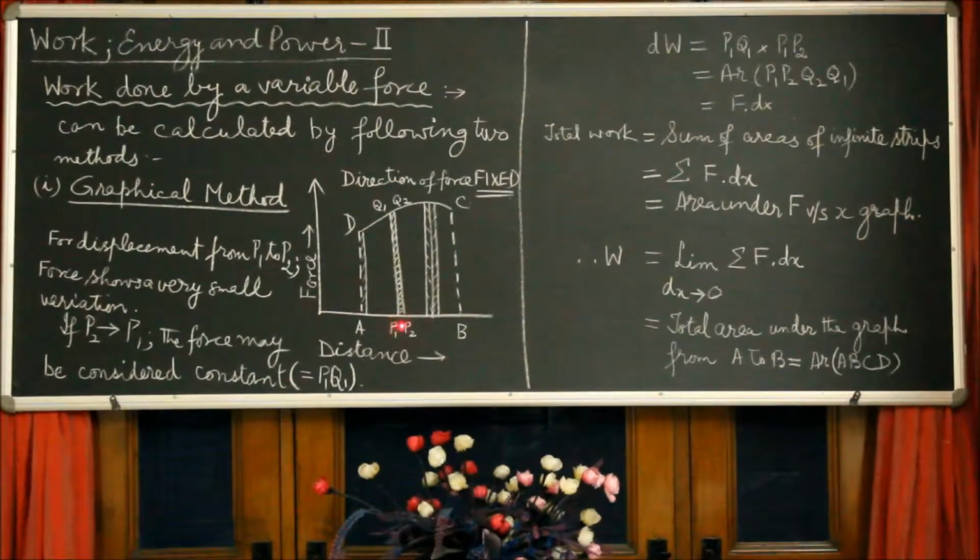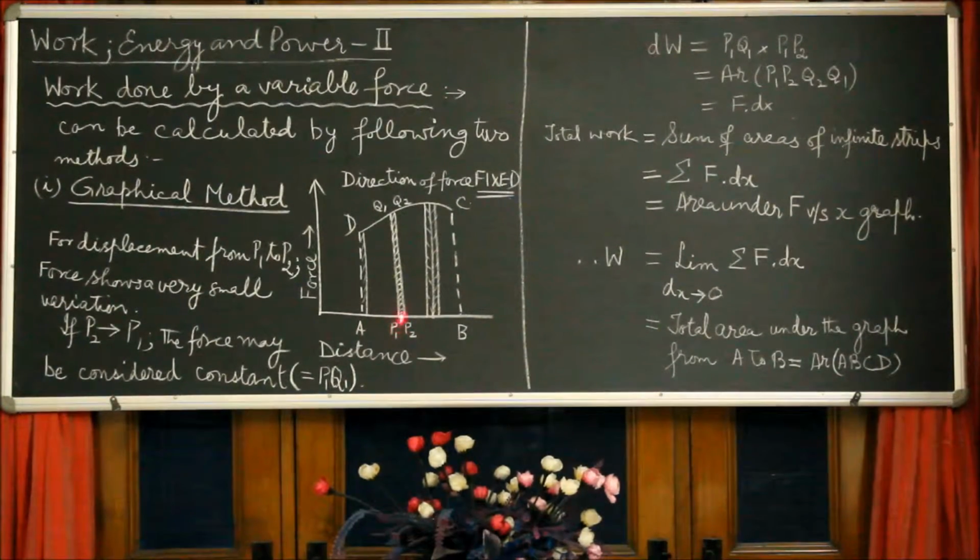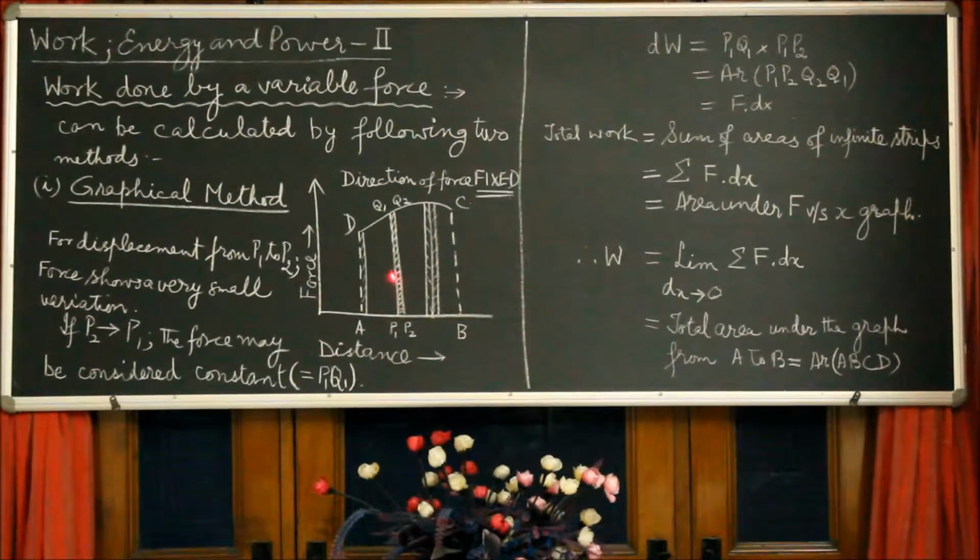If we consider one such very small strip P1, P2, the force for displacement from P1 to P2 shows a very small variation. The force at P1 is P1 Q1 and the force at P2 is P2 Q2. The variation in the force, as you can see from the diagram, is very small. If P2 approaches P1, the force may be considered as constant, equal to P1 Q1.